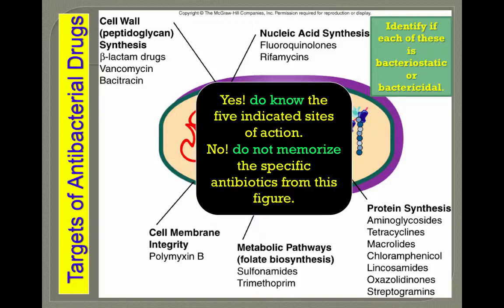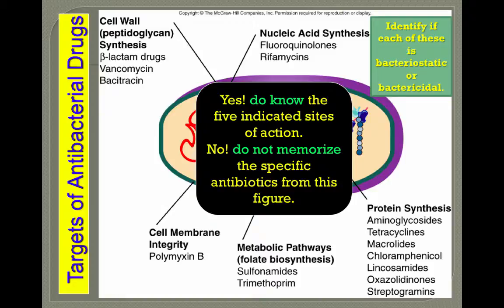So when we're looking at the different targets, cell wall synthesis. This is something that we talked about at the beginning of the school year. We talked about how important that peptidoglycan in the cell wall was. And so in terms of cell wall synthesis, things like the beta-lactam drugs, vancomycin and bacitracin, all impact synthesis of the cell wall. Peptidoglycan cannot be put together and laid in those sheets.